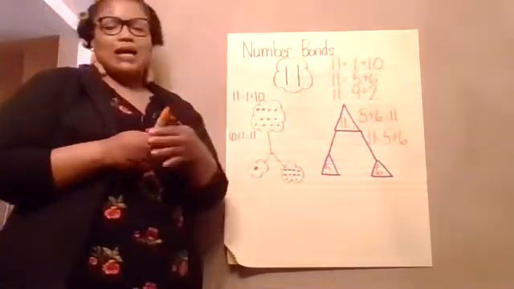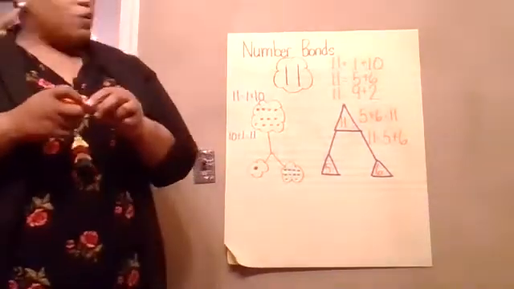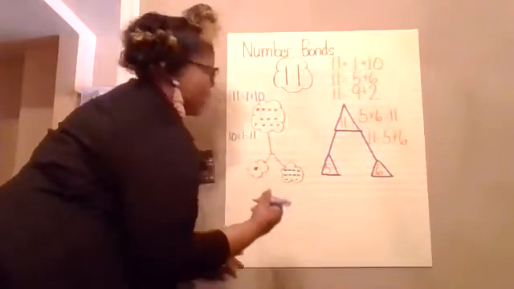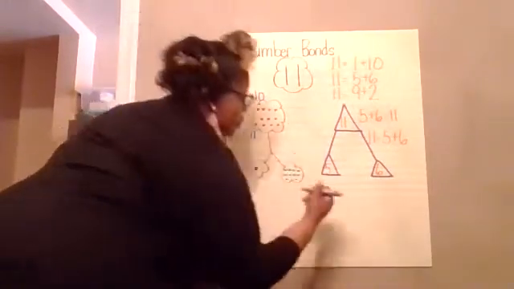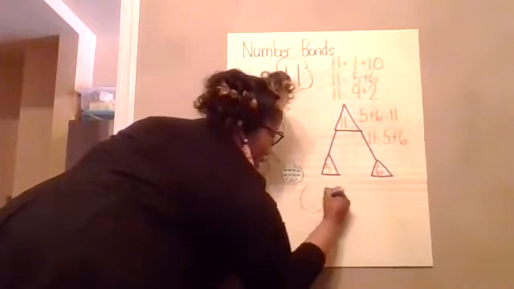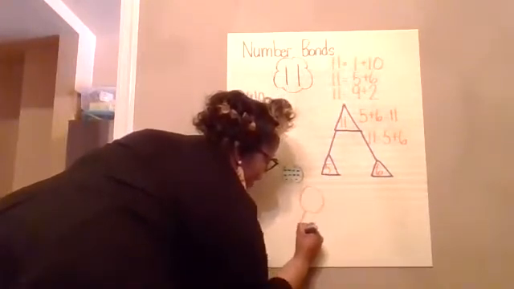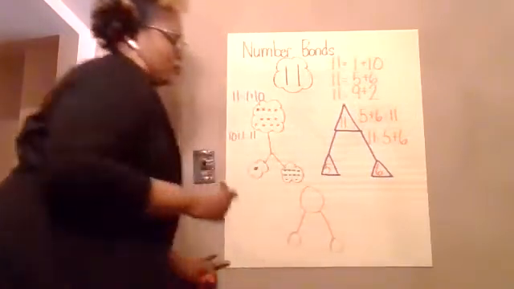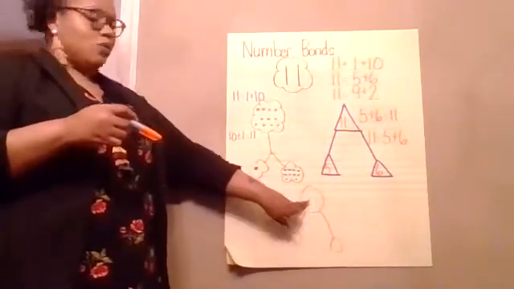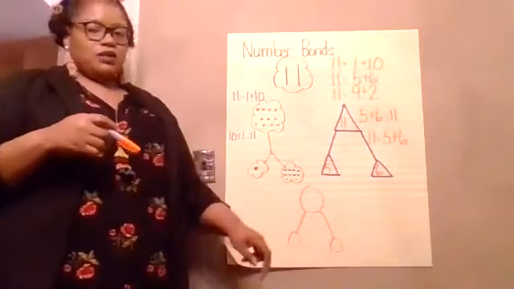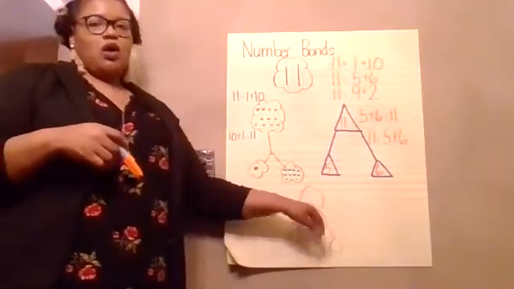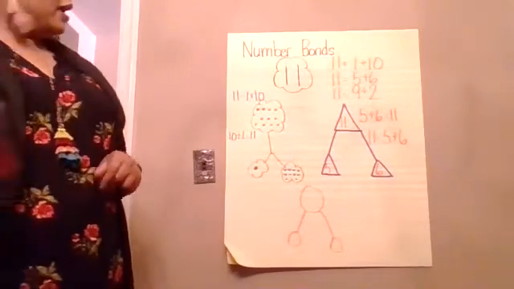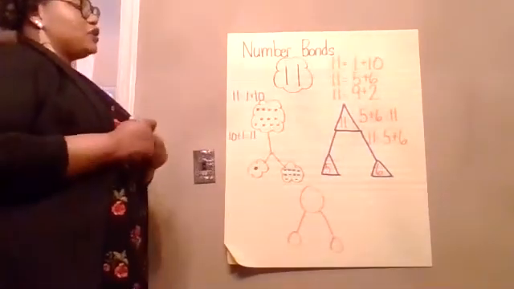11 equals 9 plus 2. So I want to go ahead and use my orange marker. And this time, I'm just going to do the standard one. I'm going to use circles. So my larger circle and my two smaller circles. All right? Whole, part, part. Part, part, whole. Okay? So let's go ahead and represent this equation.